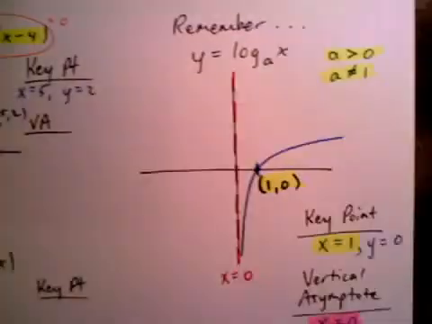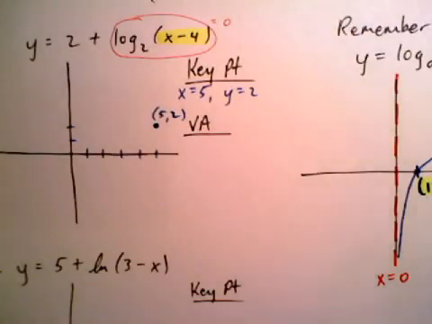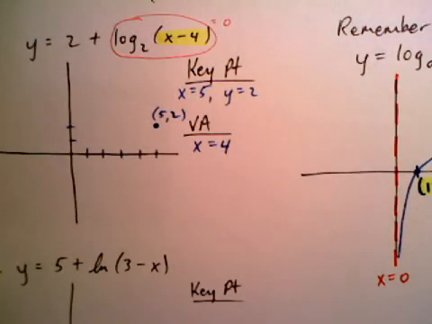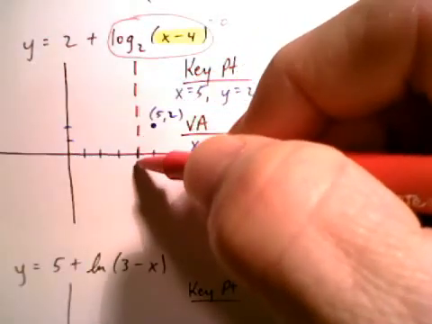Okay, so let's take a look over here. We see that the argument again is x minus 4, and so when x is equal to 4, that's it. We can see what x makes our argument equal to 0, and so we get a vertical asymptote of x equals 4.